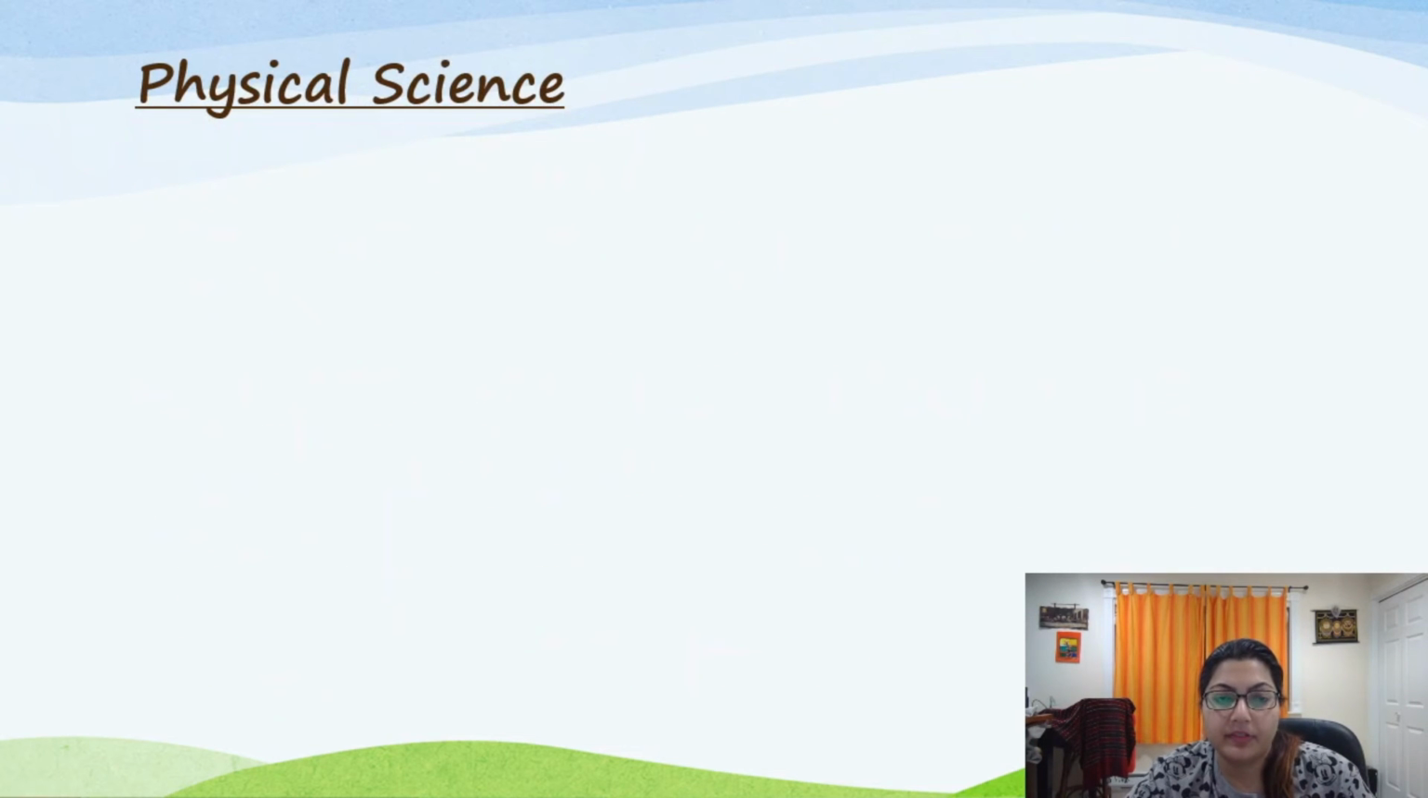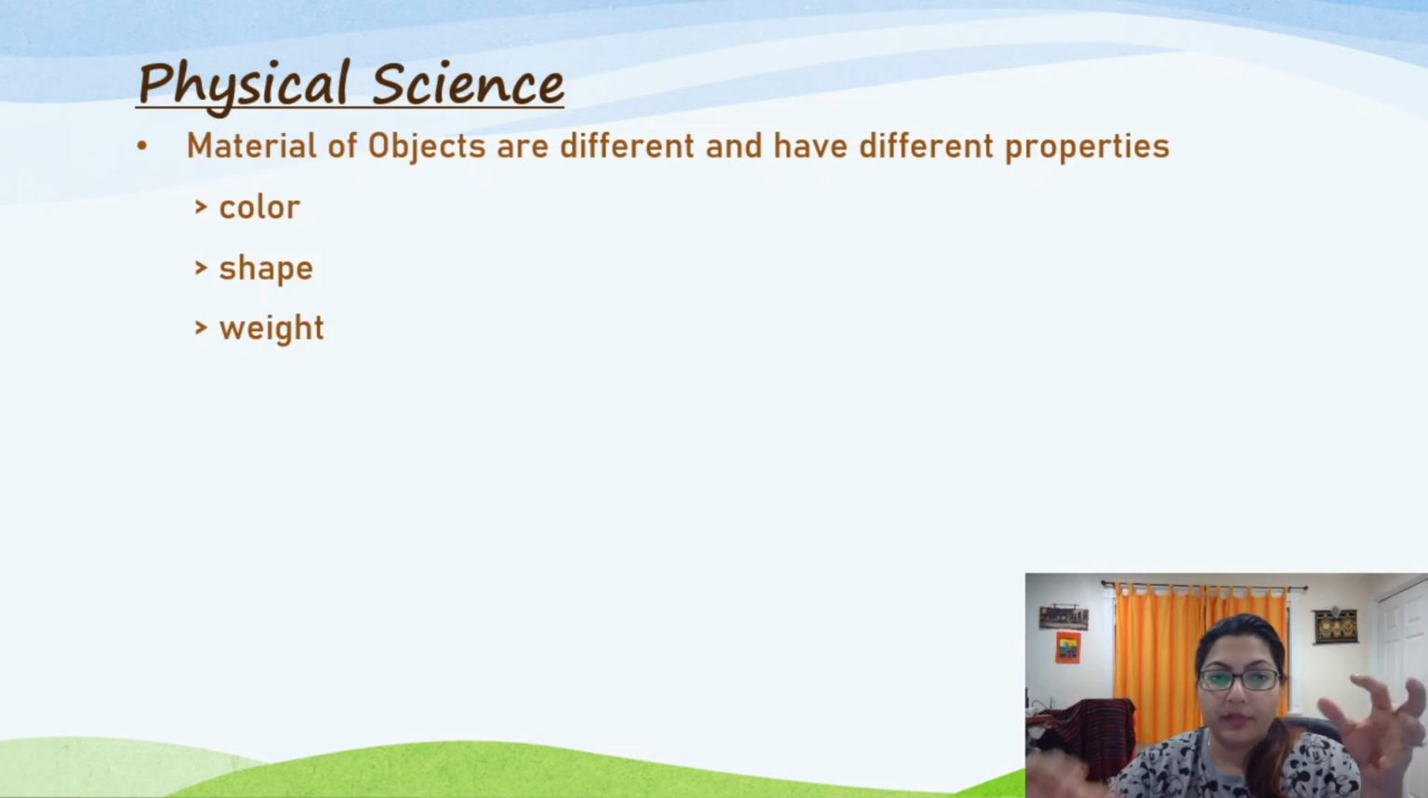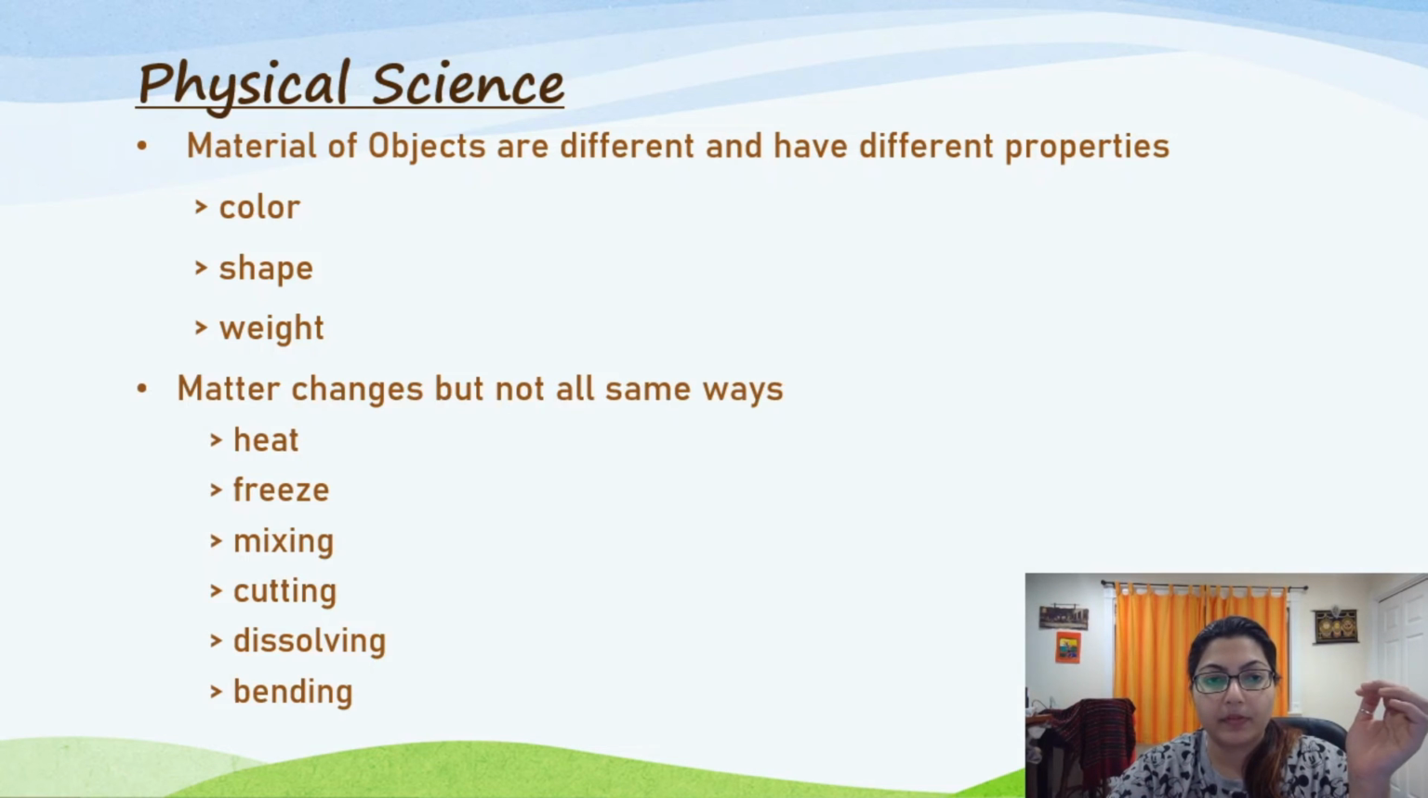Then we have physical science. Under physical science, our first subtopic will be that materials of objects are different and have different properties. What is an object? First, we have to talk about that, and then we will talk about the properties of the object. To be an object, what are the criteria, like color, shape, weight, texture, and we'll talk about what each actually means, giving examples.